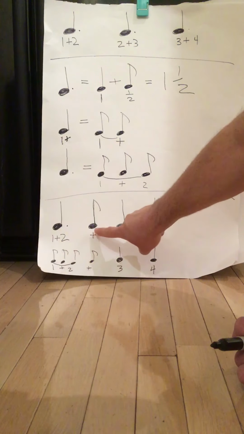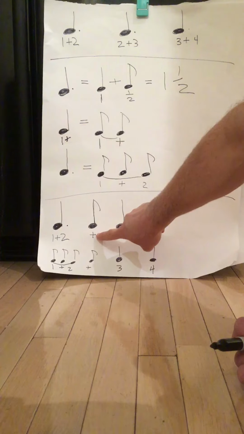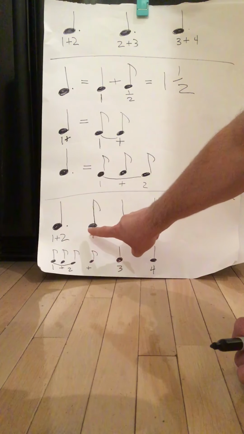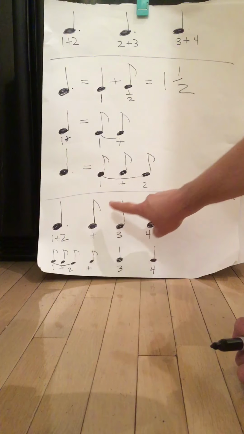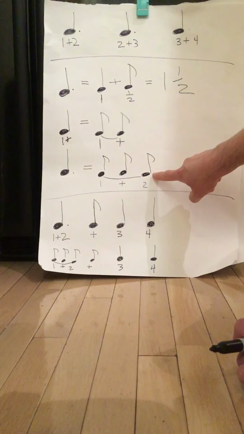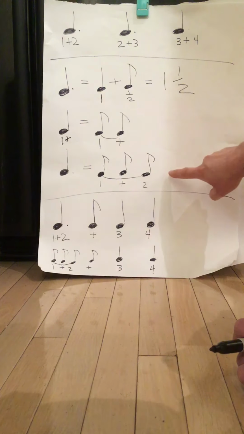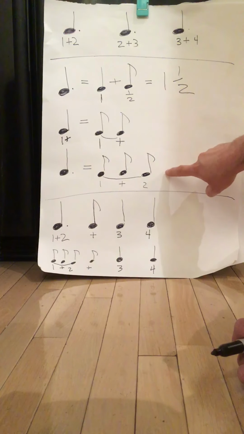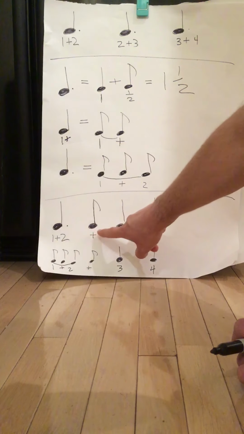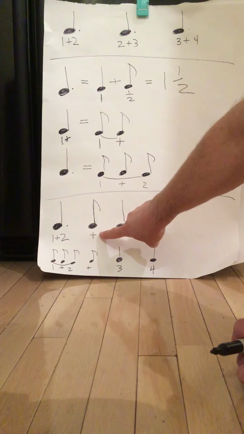Now the reason why there's an "and" after this 2 is because 2 is only half a beat. So to get a whole number, you need another half a beat to equal the whole number 2.